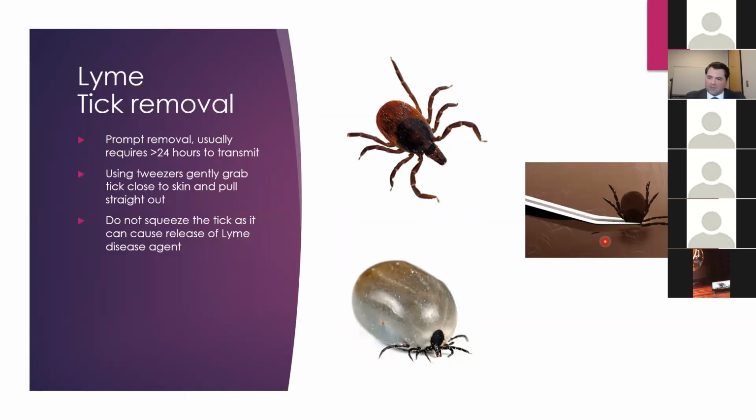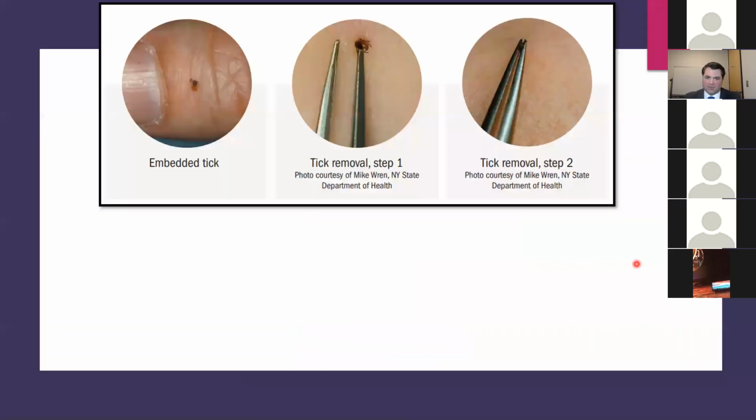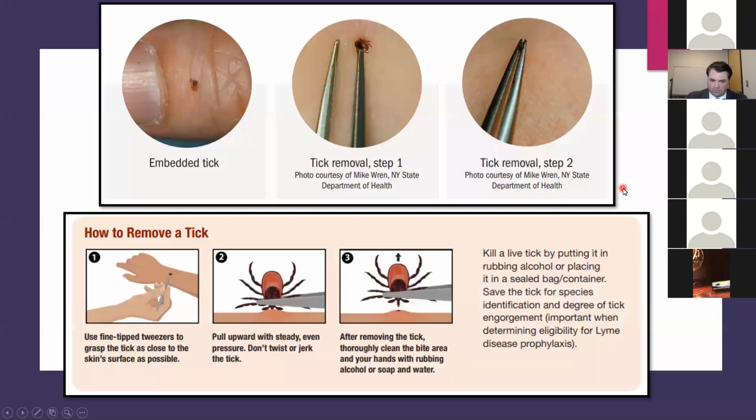People will say, well, if I take my lighter and heat up my lighter or heat up a needle or something, and so people will come in with burns from their lighter where they were trying to burn off the tick and they burn their skin. So just essentially pull the tick out. So here's an example of an embedded tick, and they grab it and they just pull it out. And here, how to remove a tick, this is the same type of thing. You just grab it with the tweezers and pull it out.